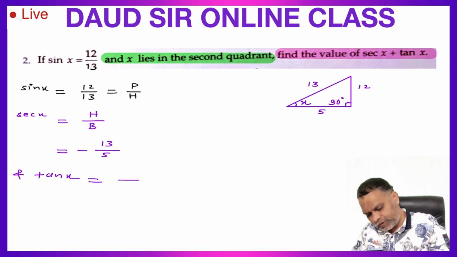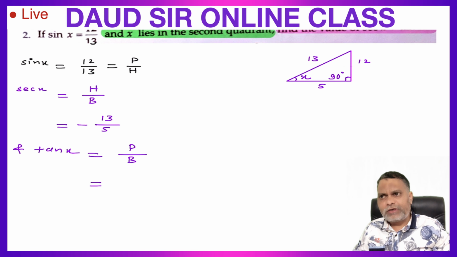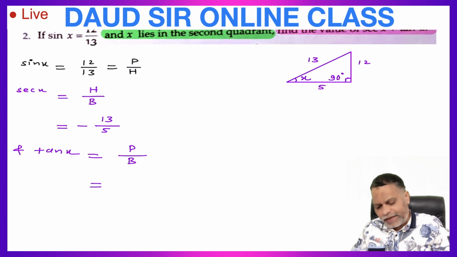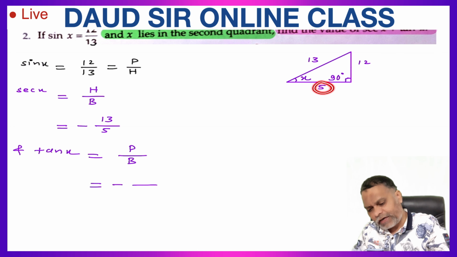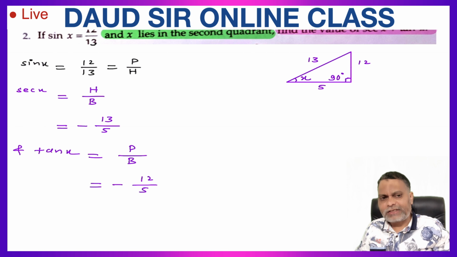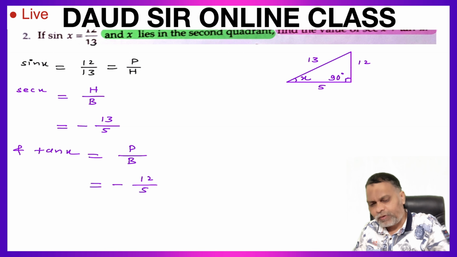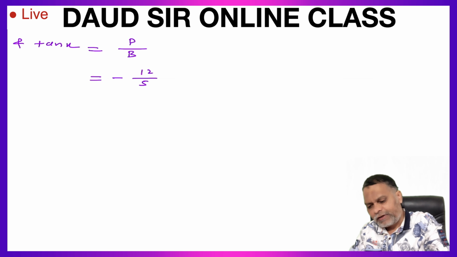Tan x is equal to perpendicular upon base. Tan x is negative in the second quadrant, so put the minus sign first. Perpendicular 12 and base 5, 12 upon 5. So the value of tan x is minus 12 upon 5. Now we have the value of sec x and tan x both, so directly we can calculate the value of sec x plus tan x.